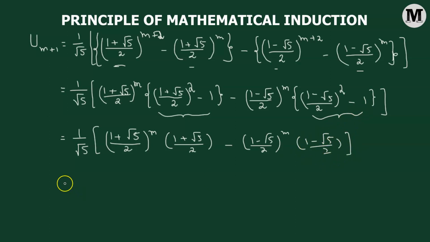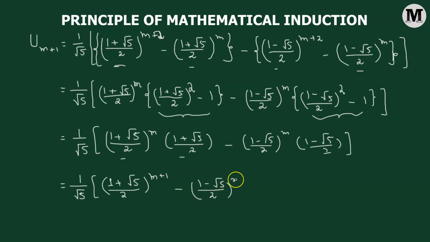We're almost done. So this is equal to 1 over square root of 5 multiplied by (1 plus ...) now these two terms are exactly the same, so we can add up the exponents. So we have (1 plus square root of 5 over 2) whole raised to the power of m plus 1 minus (1 minus square root of 5 over 2) whole raised to the power of m plus 1. Fine, we have now finally simplified it, and this is the expression for u of m plus 1. And this is exactly what we needed to show. So this is u of m plus 1.